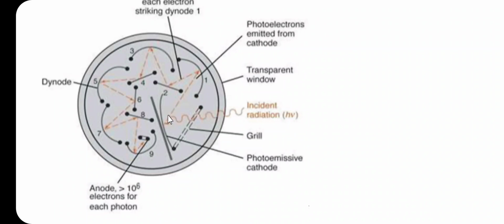For example, suppose one electron strikes the surface of the first diode. Here 2 to 5 electrons are ejected. So when the light radiation strikes the cathode surface, these are the radiation coming from the cuvette. Actually, these are the transmitted radiation in the spectrophotometer instrument.